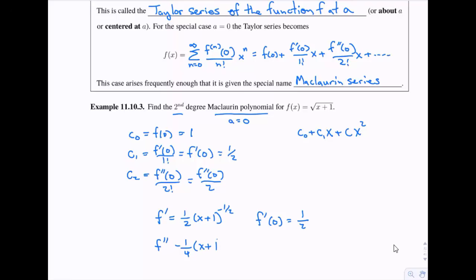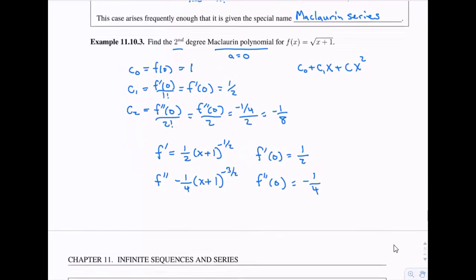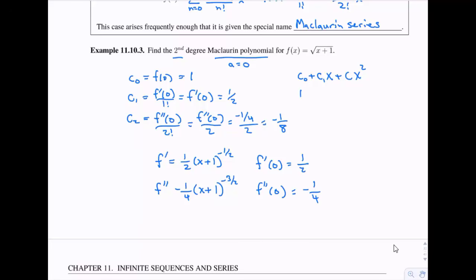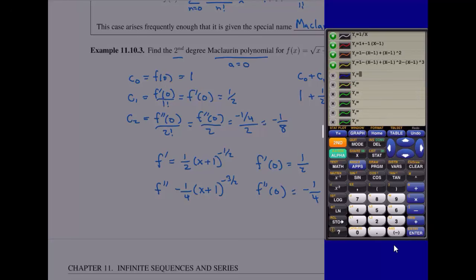And then finally, c sub 2. When I take another derivative, we get negative 1/4 times x plus 1 raised to the negative 3/2. Plug in 0, and I get negative 1/4. And I need to divide that by 2 to give me my negative 1/8. All right, put it all together, and we get our final answer. So we have 1 plus 1/2 x minus 1/8 x squared. And that is our final answer. That's the second degree Maclaurin polynomial for our function.